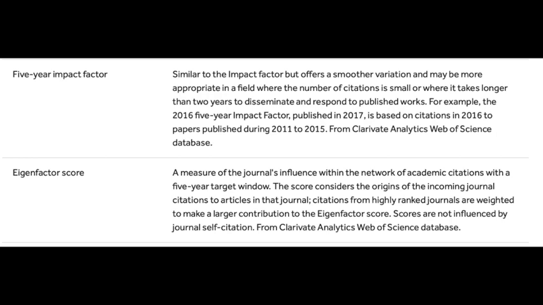The eigenfactor score is a measure of the journal's influence within the network of academic citations with a 5-year target window. The score considers the origins of the incoming journal citations to articles in that journal. Citations from highly ranked journals are weighted to make a larger contribution to the eigenfactor score. Scores are not influenced by journal self-citation. So this eigenfactor score gets around some of the ways that journal editors can distort their journal's impact factor by accepting only papers that cite that journal itself, for example.